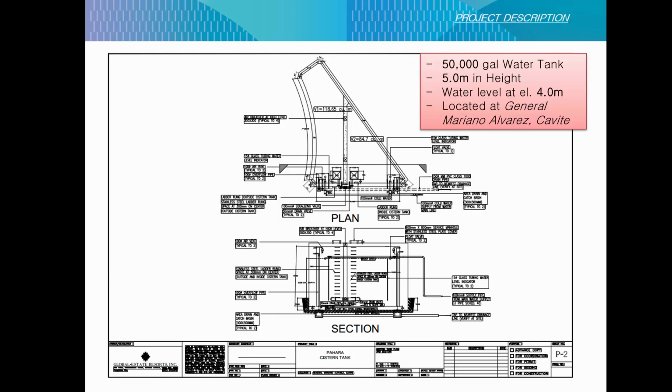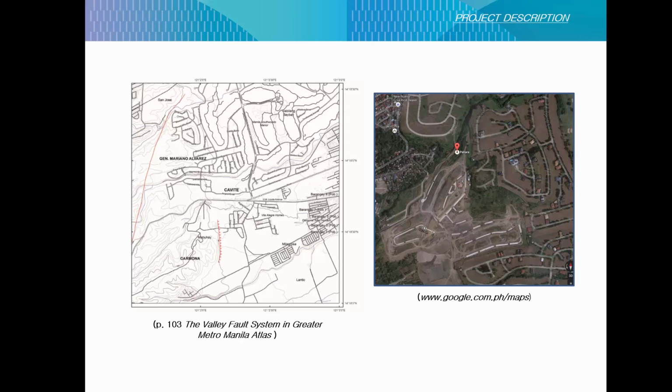Our case study will be a 15,000 gallon water tank, 5 meters in height, in which the water level is 4 meters, and it is located at General Mariano Alvarez, Cavite. You can see at the right picture is a screenshot from Google Maps. This will be the location of the water tank, and the other one is from the Valley Fault System Atlas. This atlas shows where the fault lines in Metro Manila are located.